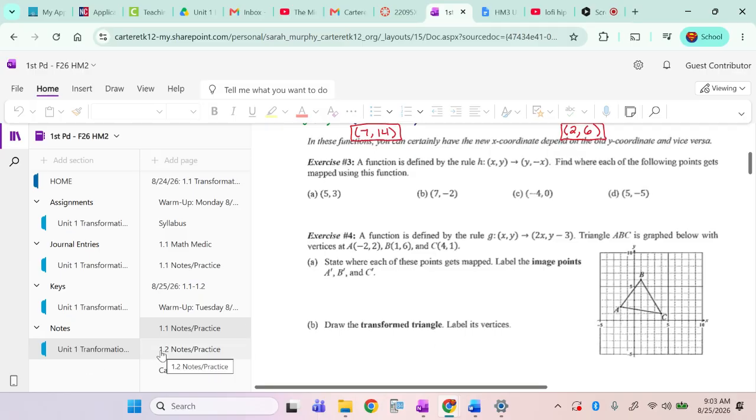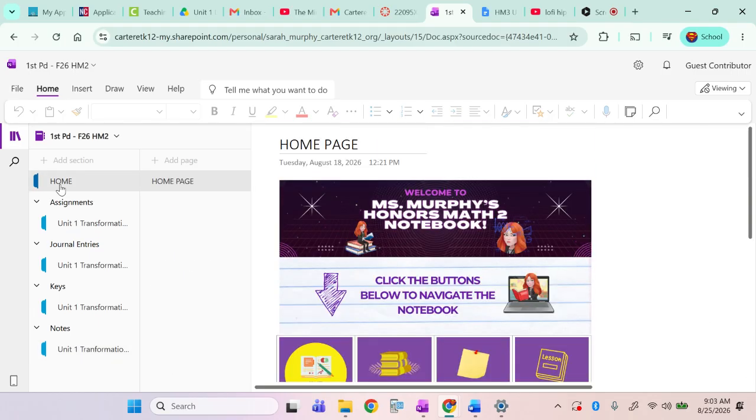fill out the rest, and today's notes. Okay, this is also where I will post lesson videos. So the video from today I will post under this date. It's by date and by unit. So when we get to unit 2, you'll see another tab for unit 2. And I will change the links in the homepage to open to those current units.